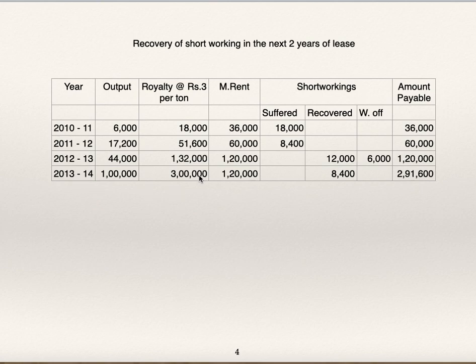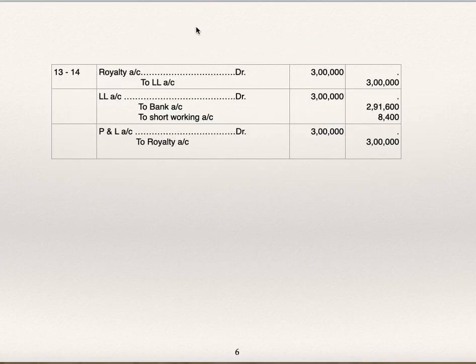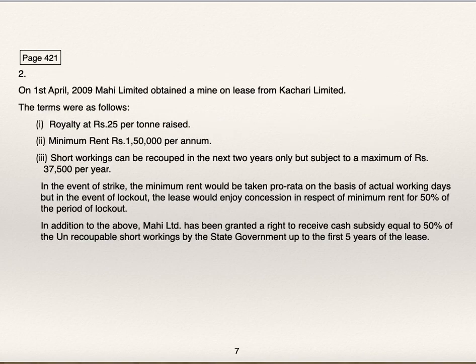Fourth year 13-14, royalty to landlord 3 lakhs, landlord account debit 3 lakhs, to bank 2,91,600, to short working 8,400. Royalty to landlord 3 lakhs, landlord to bank to short working, profit and loss to royalty. So once you know the journal entries, you can easily prepare ledger accounts in the books of lessee. Now we'll go to the second question.